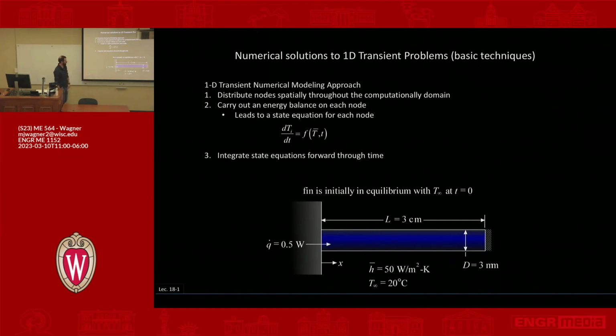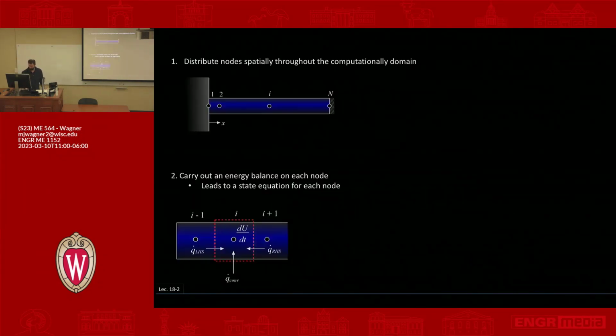So our example is we're going to take a fin. The fin is initially at equilibrium with surroundings at T infinity, at time equals 0, and we are forcing a heat transfer to occur at the base of this fin at the rate of 0.5 watts, and then you have this kind of geometry. So I guess it's probably a cylindrical fin, given that it's a diameter. And then the tip is adiabatic. Okay, so let's walk through this example.